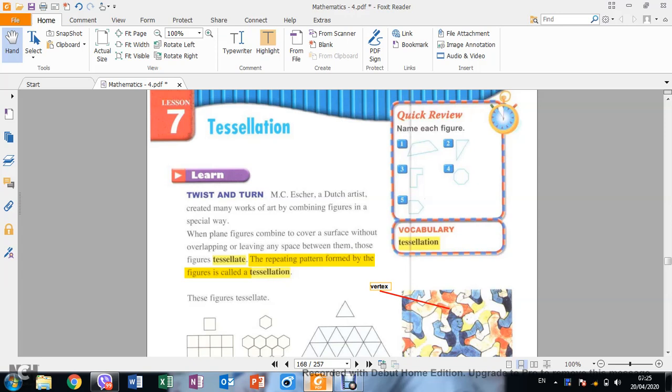Hello dear students. Today we're going to talk about a new topic, which is tessellation. Okay. At first, what does tessellation mean?